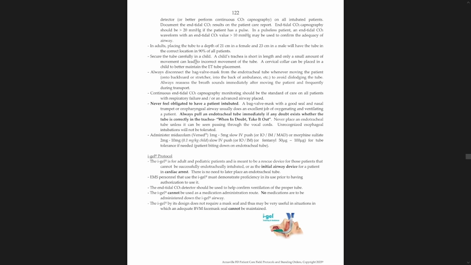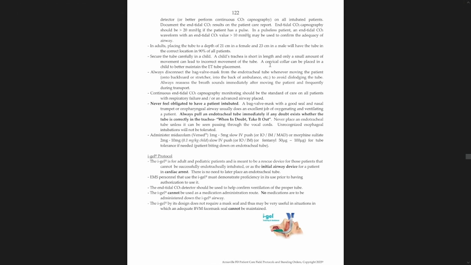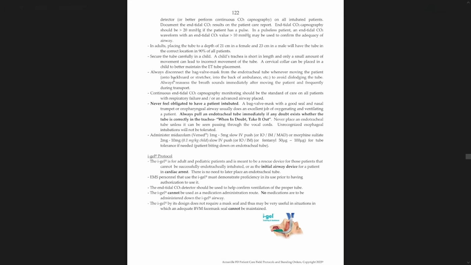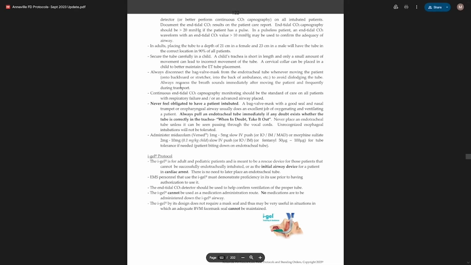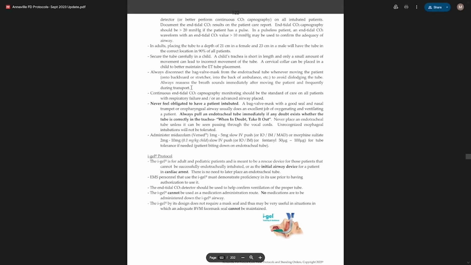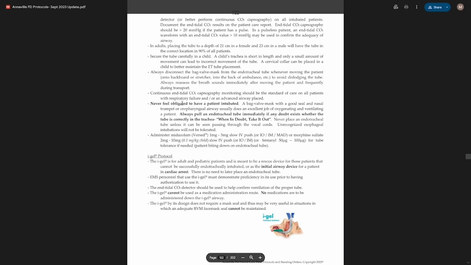Secure the tube carefully in a child. A child's trachea is short in length, and only a small amount of movement can lead to incorrect movement of the tube. A C-collar can be placed in a child to better maintain the ET tube placement. Always disconnect the BVM from the endotracheal tube whenever moving the patient onto a backboard or a stretcher, into the back of the ambulance, etc., to avoid dislodging the tube. Always reassess the breath sounds immediately after moving the patient and frequently during transport.